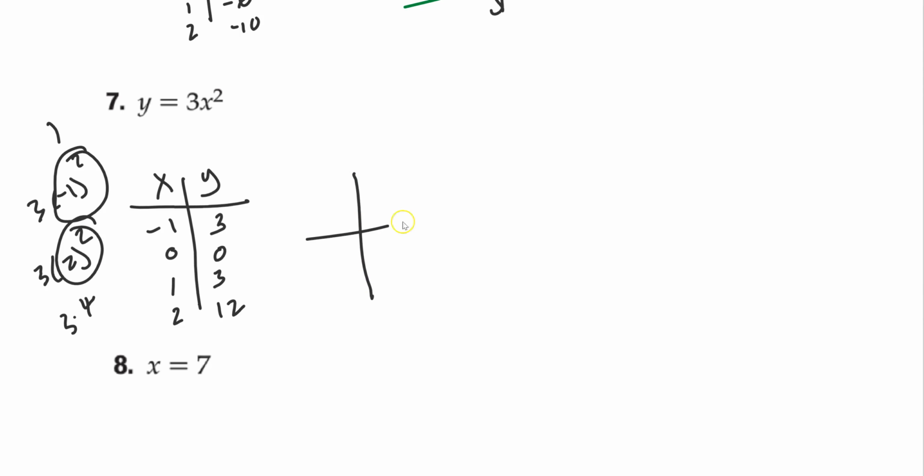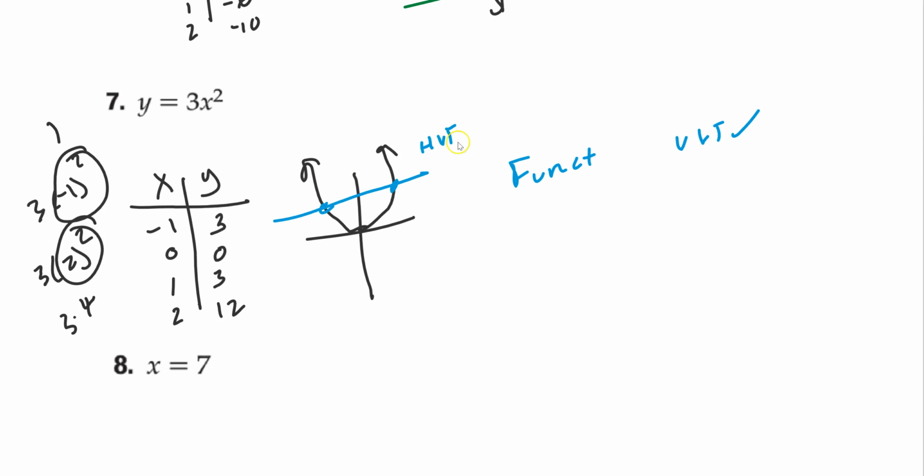If I graph it, it looks something like this. Ooh, that's ugly. So it looks something like that. It does pass the vertical line test, so it's a function. But it does not pass the horizontal line test. Fail. So it's just a function, not a one-to-one function.